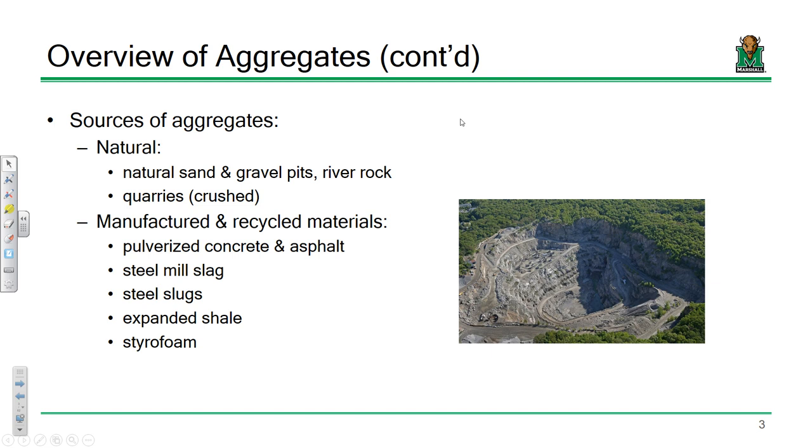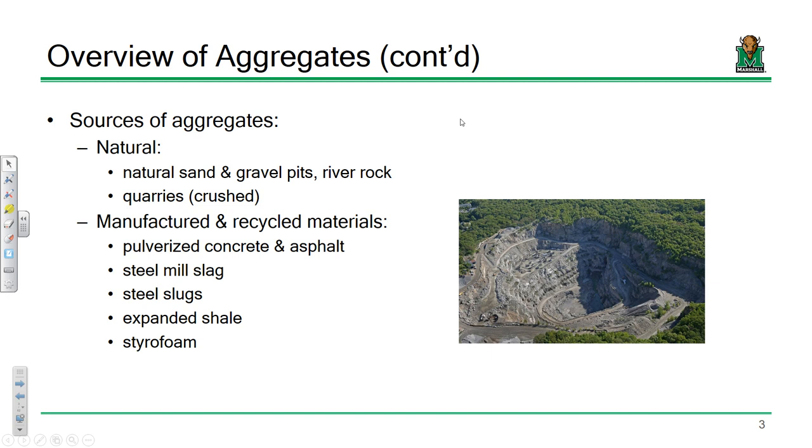Aggregates can come from natural locations, things like quarries, gravel pits, natural sand deposits. You can also manufacture aggregate from pulverized concrete. You can recycle concrete and get aggregate from that. You can also get it from things like slag from steel mills, if you've got steel mills in the given area.